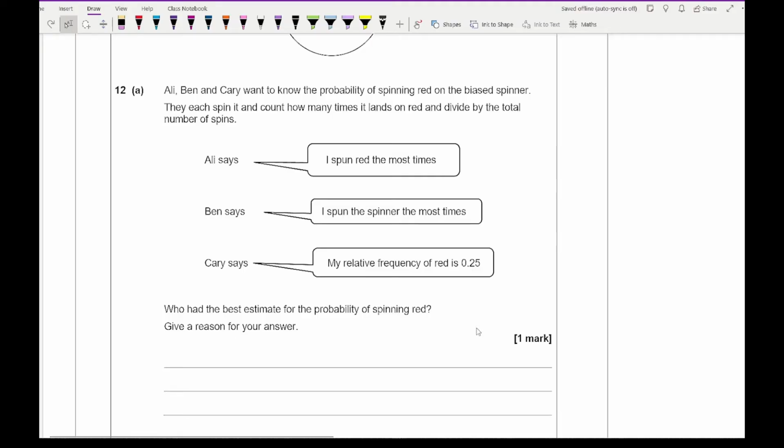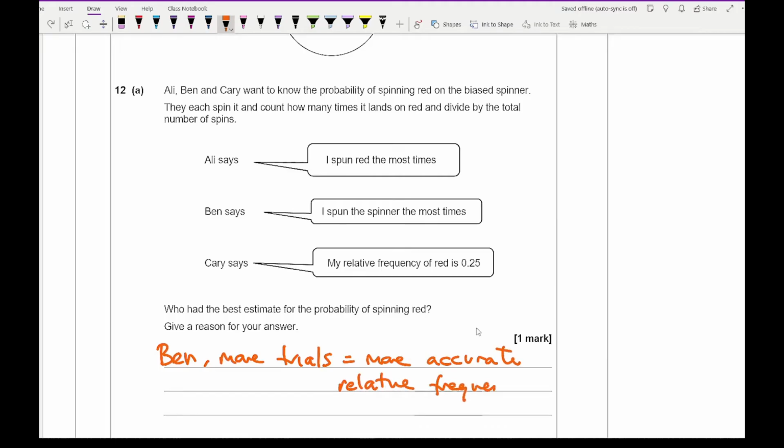And for this particular question, the correct answer is going to be Ben. And the reason for that is because the more trials equals the more accurate relative frequency. So something along those lines would be absolutely fine, but the correct answer you want to give is Ben, and the reason for that is because to get the most accurate answers you want to do the experiment the most number of times.